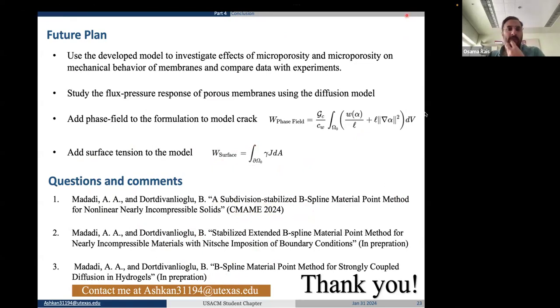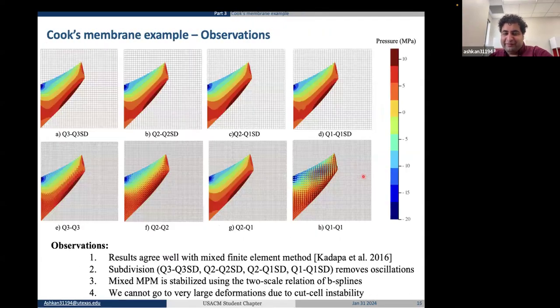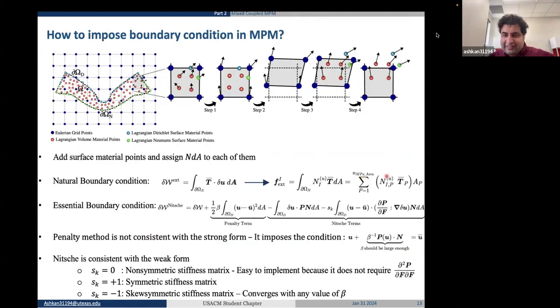So you say that some of the oscillations are because of the poor integration in the material point method. So I'm assuming there is some quadrature method being used. Yes. So no, there is no quadrature. It's 1 point integration. It's like this.